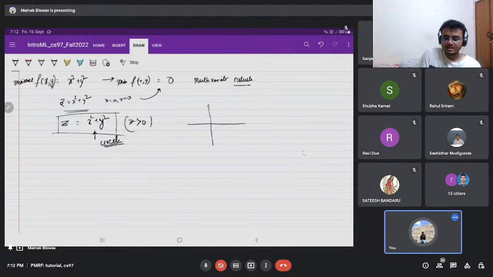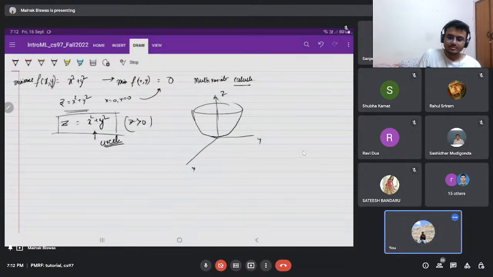Basically what you have is a curve like this. If anyone has a problem visualizing, at x equal to 0 and y equal to 0, the value of z is equal to 0. And as you increase z, you have larger circles, and so on. So this is the motivation. This can be plotted as a contour plot.